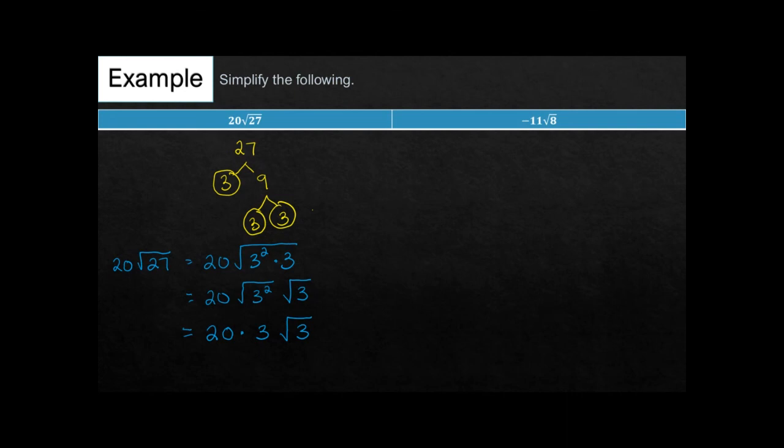So I've got 20 times 3 times the square root of 3. And then we multiply those whole numbers together on the outside. 20 times 3 is 60. So we get 60 times the square root of 3. So I was able to pull out the square root of 3 squared, or the square root of 9, take that square root to give me 3, and then I could multiply it on the outside instead of leaving it on the inside.